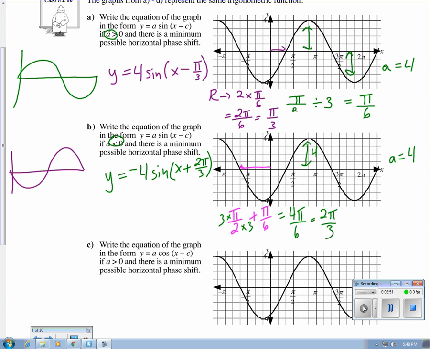That was a shift towards the left, which means my c value is positive, and my a value was negative 4 because it flipped down. Negative 4 sine bracket x plus 2 pi over 3.